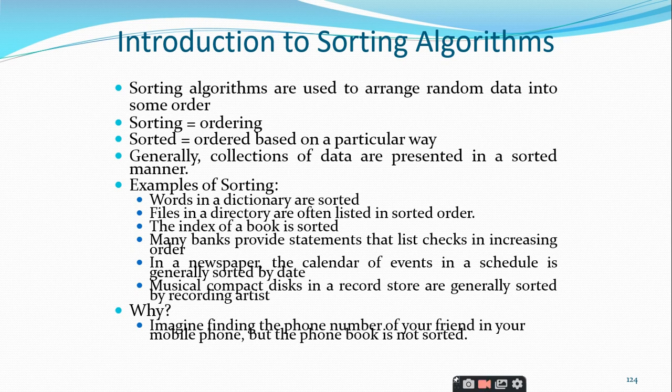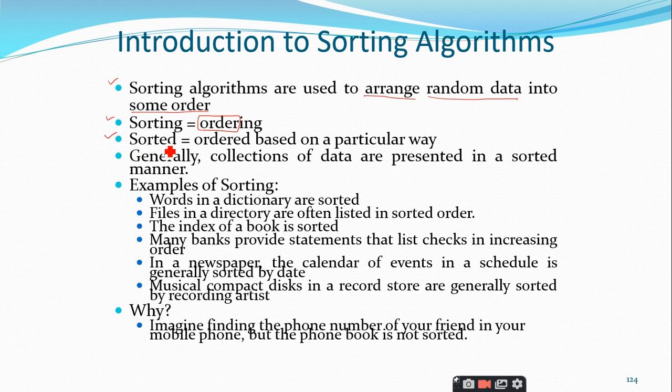Right. So this is the definition of sorting. We already discussed that sorting algorithms are used to arrange random data into some order. So sorting can also be called ordering. In the previous sessions, we have seen that for implementing binary search, you need to consider an ordered array. Ordered array means sorted array, whether the list is in ascending order or descending order. But sorting, the other name is ordering.